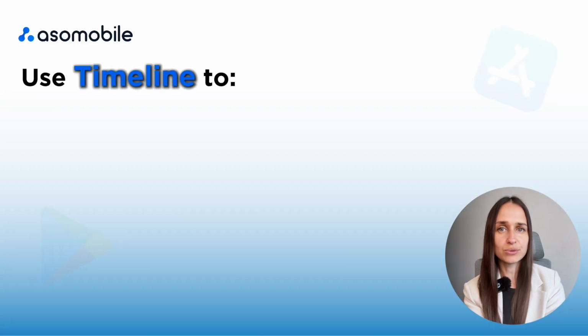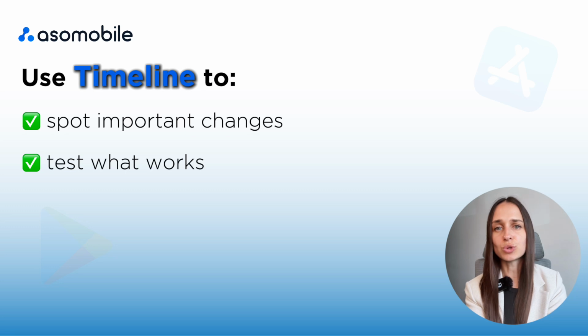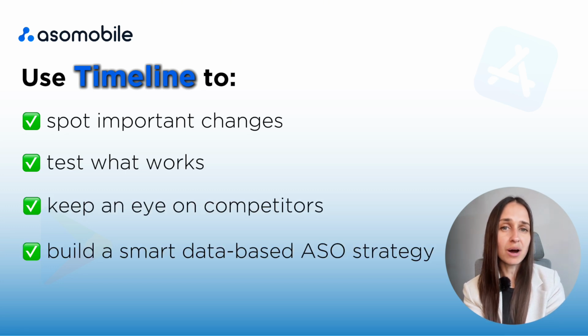Timeline is an awesome tool for ongoing analysis. Use it regularly to spot important changes, test what works, keep an eye on competitors, and build a smart ASO strategy.